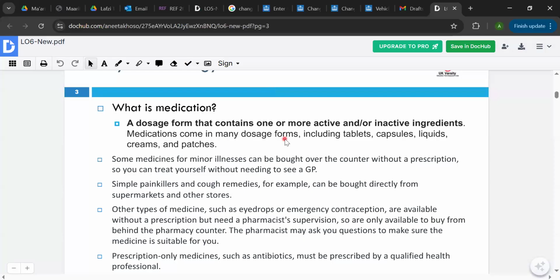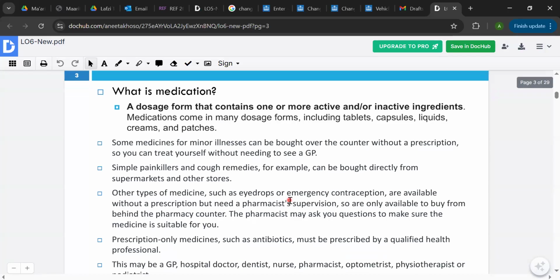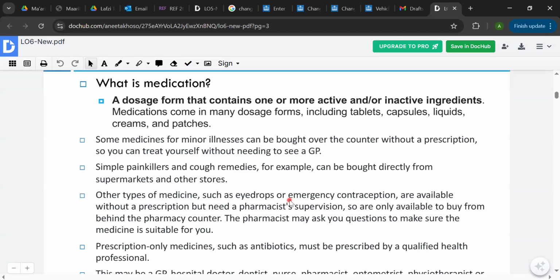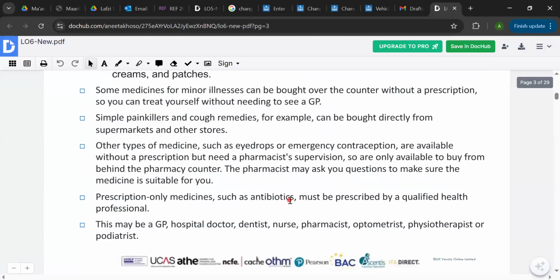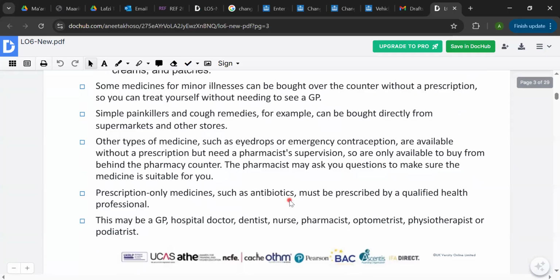Thank you. So the dosage form contains one or more active or inactive ingredients. Medications come in many dosage forms. These include tablets, capsules, liquids, creams, and patches. Some medicines for minor illnesses can be bought over the counter without a prescription, so you can treat yourself without needing to see a general practitioner. Simple painkillers and cough remedies, for instance, can be bought directly from supermarkets and other stores.